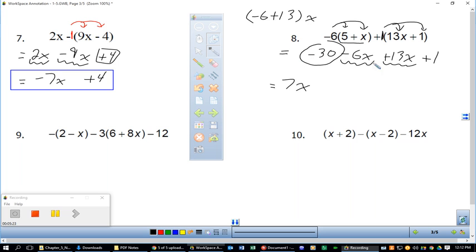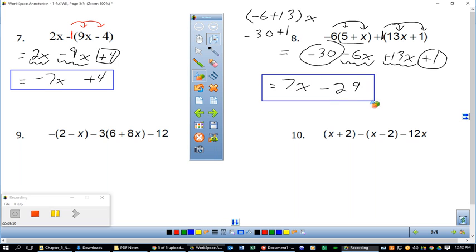And then we've got this minus 30 plus 1. So minus 30 plus 1. That is a negative there. It's in front, so it's a negative. So add those together, you should get minus 29. And there's our answer for that one.